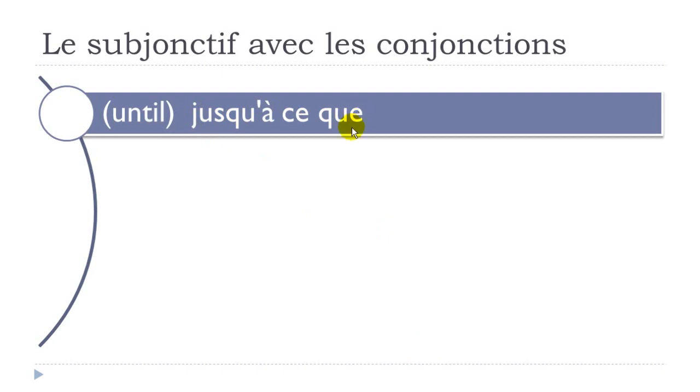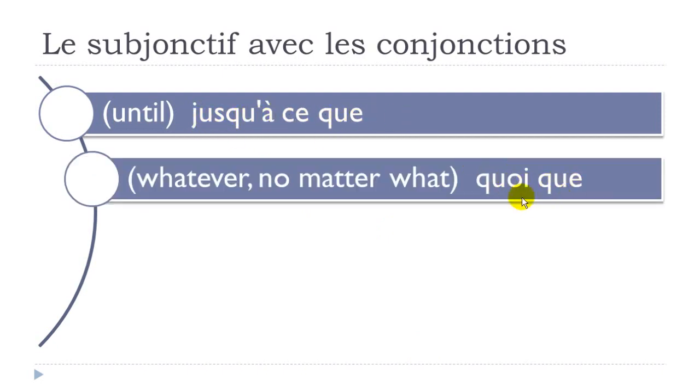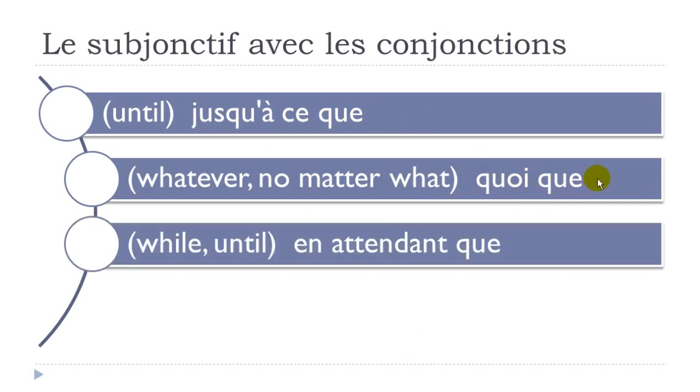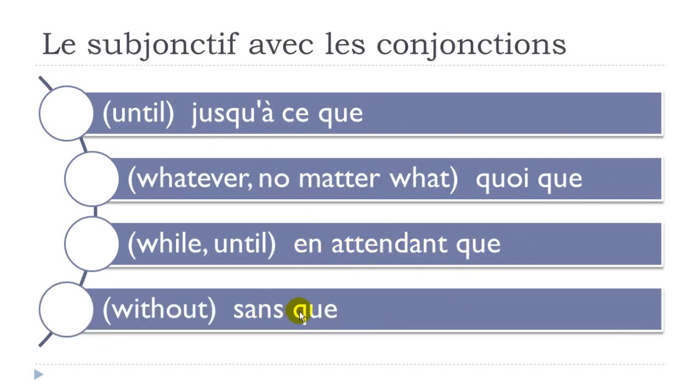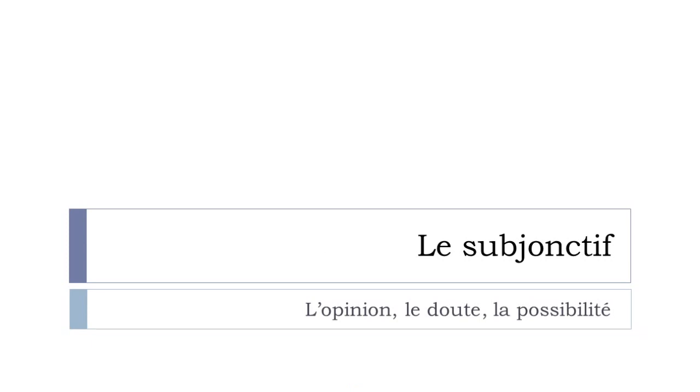Jusqu'à ce que, quoique, en attendant que, sans que. One more time: jusqu'à ce que, quoique, en attendant que, sans que. And remember, after these, you will use le subjonctif. We'll continue because we've been seeing that in the previous video as well.